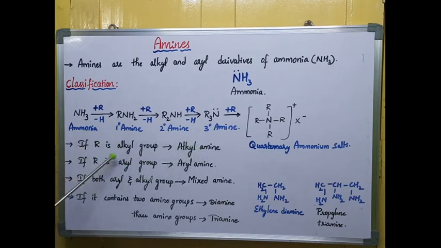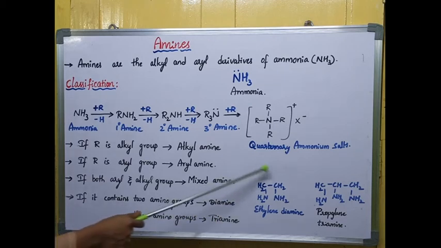Now, if the R is an alkyl group, we'll say this is an alkyl amine. If R is an aryl group, we'll say this is an aryl amine. Sometimes the amine consists of both aryl and alkyl groups, so then we will say that as a mixed amine. If any organic compound consists of two amino groups, we'll say this is a diamine. If it consists of three amino groups, we'll say triamine, and so on. For four amino groups, we'll say tetraamine.